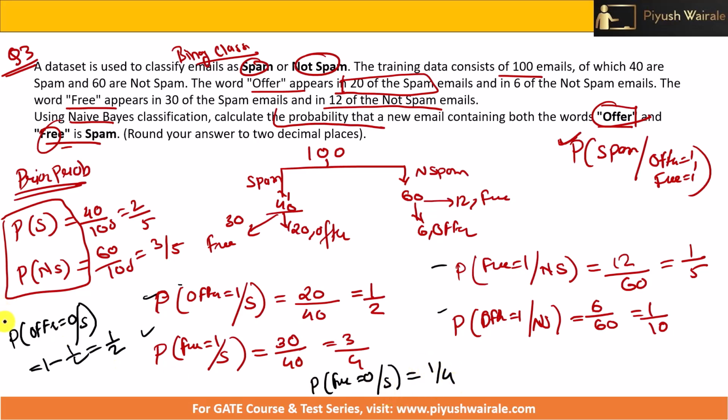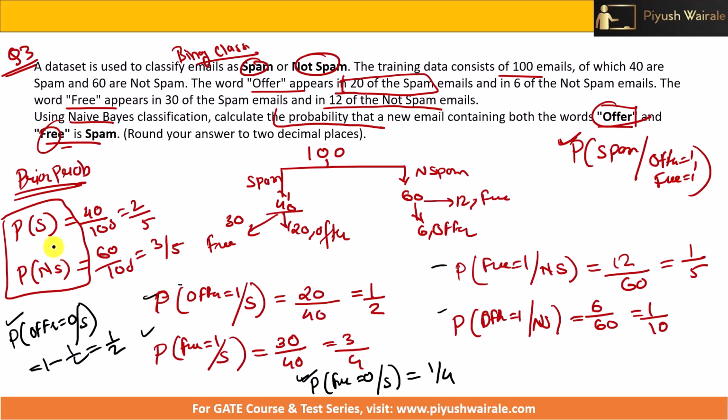This is also a very important thing to note down, because in this case they are mentioning that both words are present. Offer equals 1 we can write, free equals 1 we can write. But if they ask for a spam email containing the word offer but not free, so in that email only the word offer is present but not free, in that case you need to find offer equals 1, then free equals 0. So in that case you require these probabilities also. Very important point to note here. We'll discuss a few questions based on that also. But let's try to solve this question.